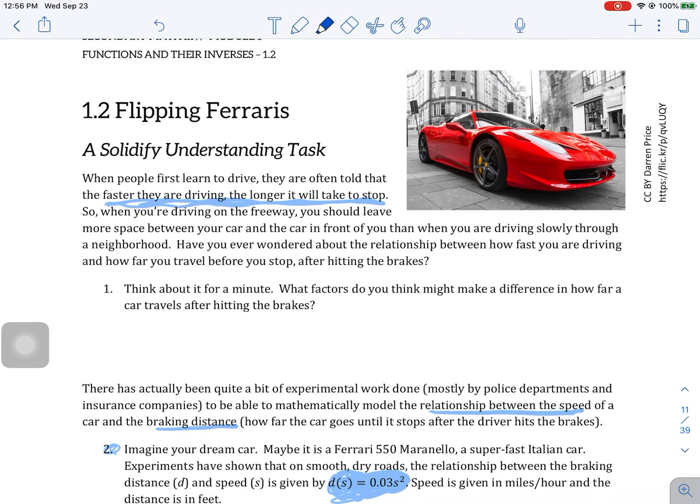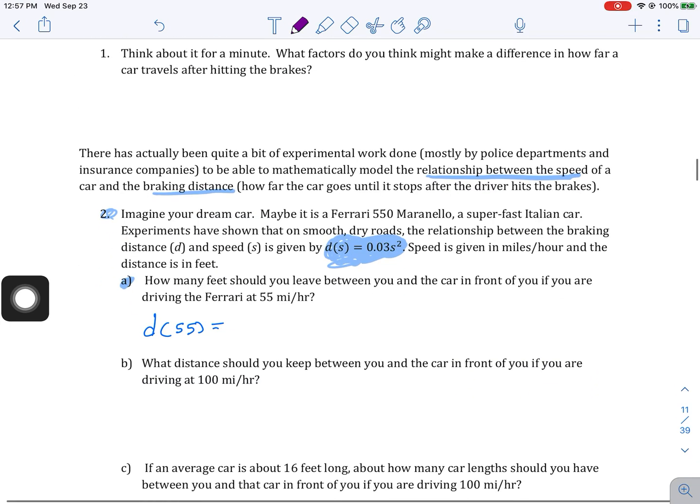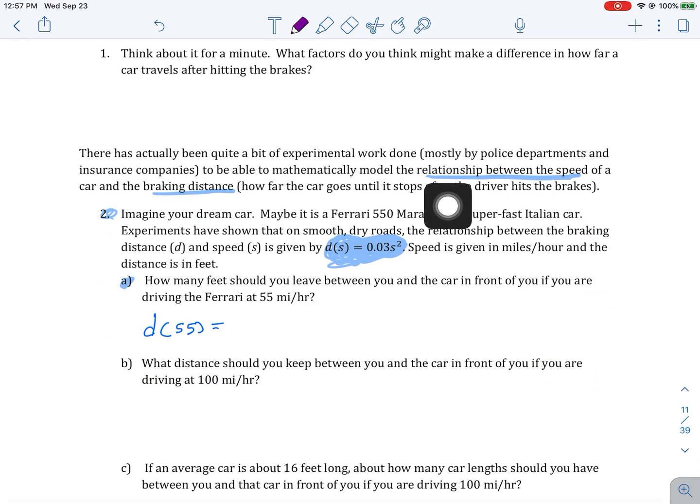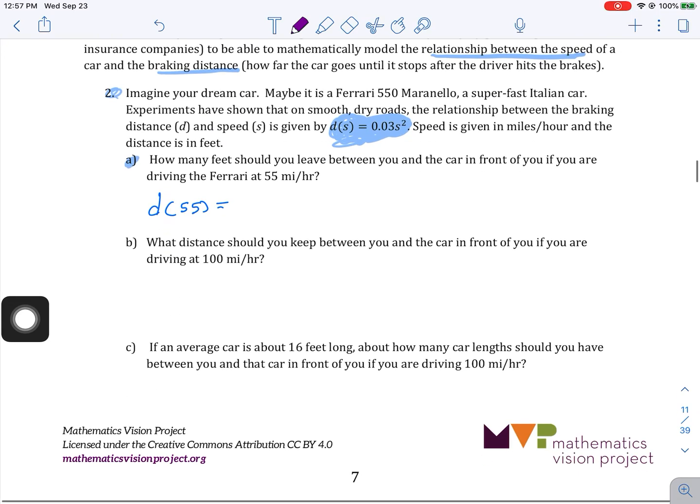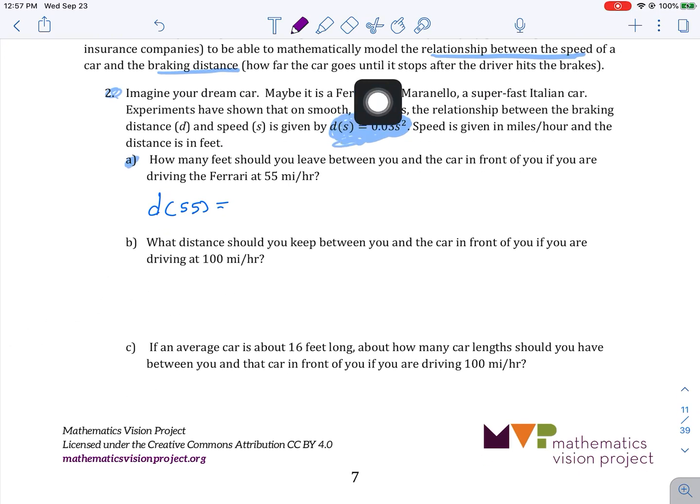Welcome. Let's go through the Flippin' Ferraris 1.2 and see what we can understand about inverse functions here. The first thing in driver's ed, you hear that the faster you drive, the longer it takes to stop. That makes sense. Okay. And the next part says there's a relationship between the speed of the car and the braking distance. So there's a special type of relationship.